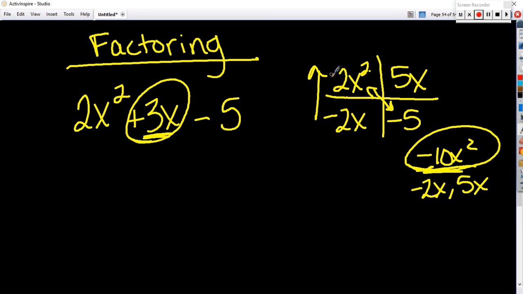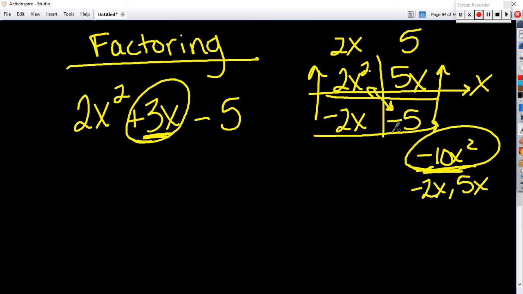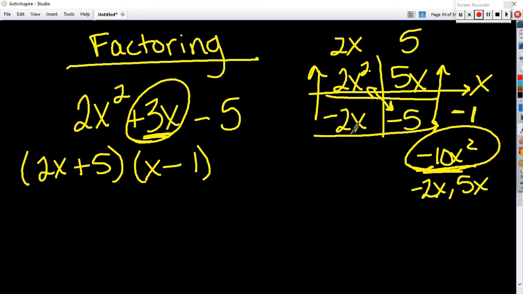GCF. 2x. Remember, it's the biggest thing you can divide both of them by. How about here? 5. How about here? Negative 1x. The bottom one's negative because when you go across, they're both negative. So it's negative 1. So this factors as 2x plus 5. Where do you get the negative from? If both of them are negative when you go across, then the factor's negative.